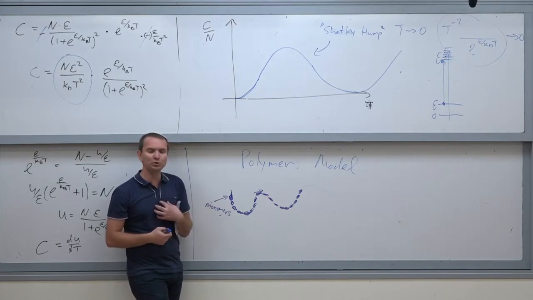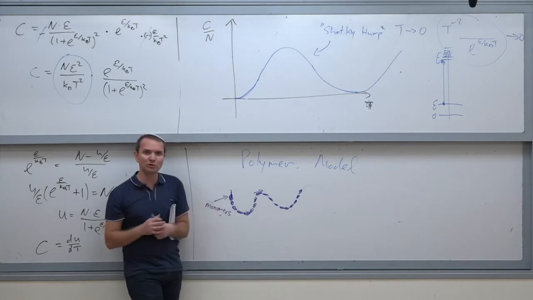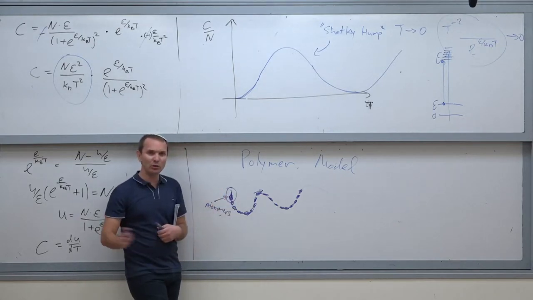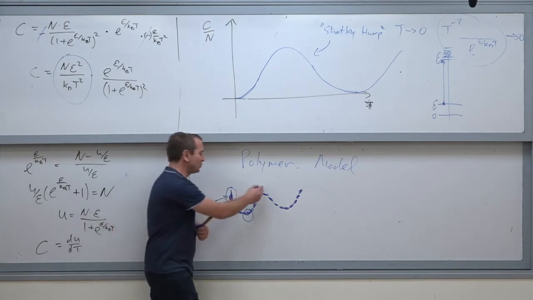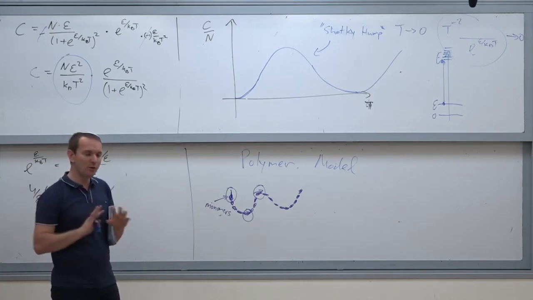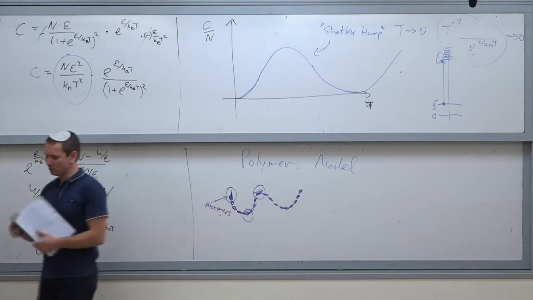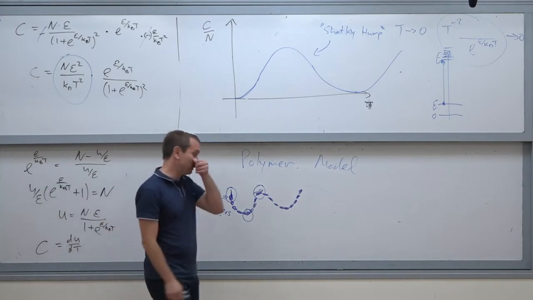For our model, we do not want to include any correlations. So I'm going to say I will have monomers, and those monomers are my particles. This monomer over here is completely uncorrelated with this monomer over there and this monomer over here. Basically, I'm saying my persistence length is zero. There are no correlations between different particles. So this is assumption number one. It really simplifies the problem.